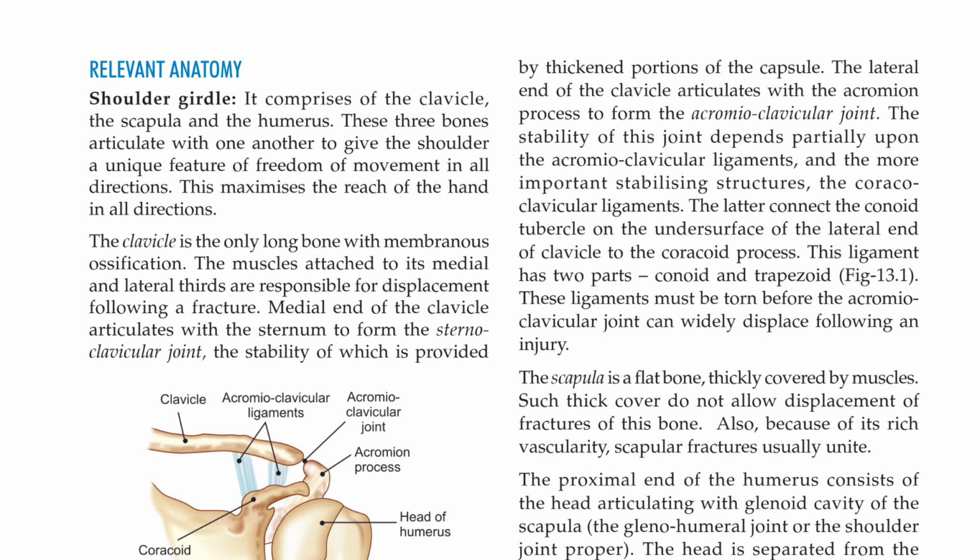The lateral end of the clavicle articulates with the acromion process to form the acromioclavicular joint. The stability of this joint depends partially upon the acromioclavicular ligament, and the more important stabilizing structure, the coracoclavicular ligament.